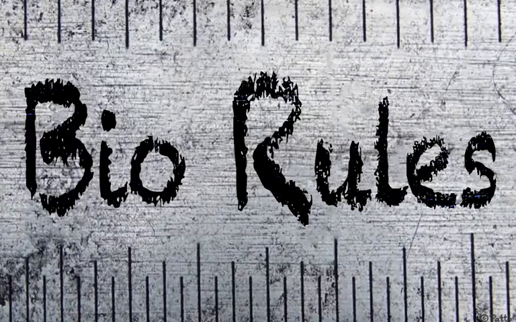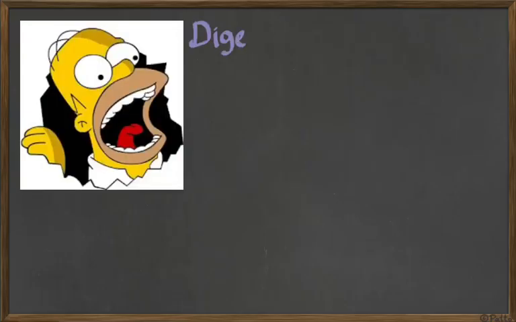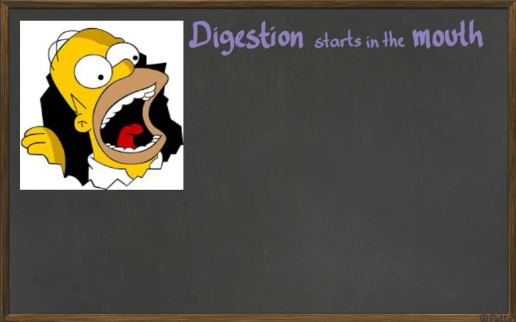Today we'll finish talking about digestion. We are going to be talking about some other structures and functioning of the digestive system. Let's start with the mouth. It's where the food enters.